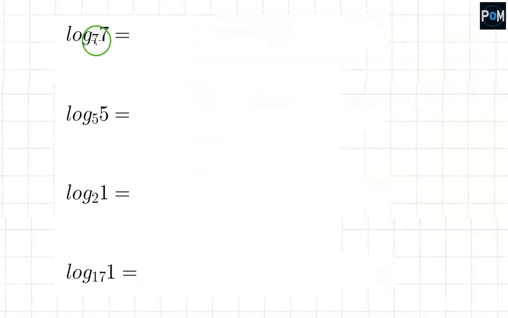Now a series of special examples. We have log base 7 of 7. This 7 from the bottom has to be raised to some power, and we need to get 7 from it. So 7 raised to the power of 1 gives us the result 7. 7 to the power of 1 equals 7.